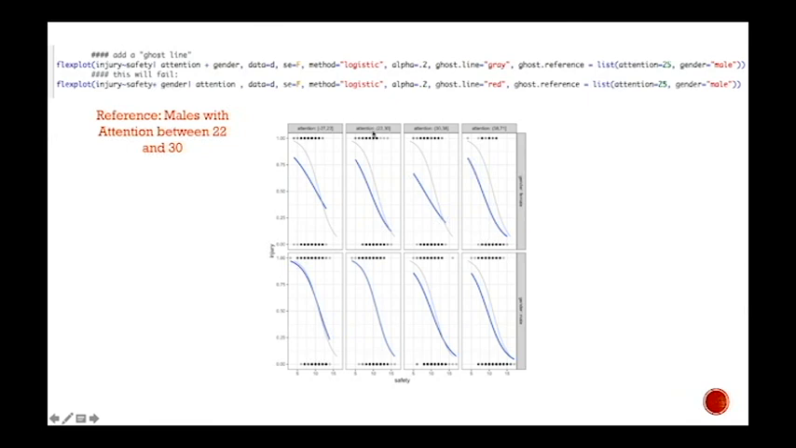Then it's going to find the male line, and you'll notice that the ghost line intersects exactly with that panel. With the ghost reference, we're basically saying compare everybody else to a male who has an attention score between 22 and 30. And you'll notice that that line is repeated across all the panels, which makes it a whole lot easier to compare it.